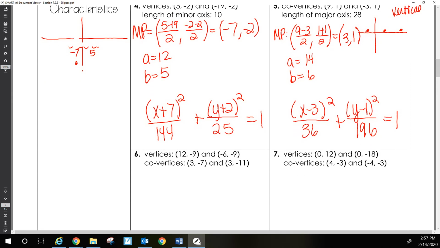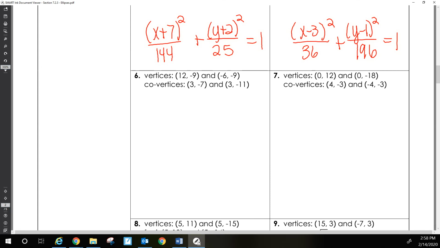All right, let's try one more on this video. All right, if our vertices are at (12, -9) and (-6, -9), remember this is major axis, this is our minor axis. So (12, -9) is going to be out here somewhere. (-6, -9) is going to be here. So my major axis is horizontal. That tells me this is going to be my a squared. This is going to be my b squared. It's going to be 1.